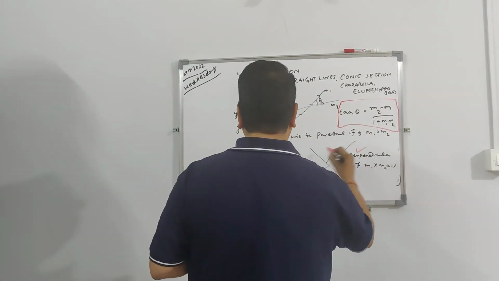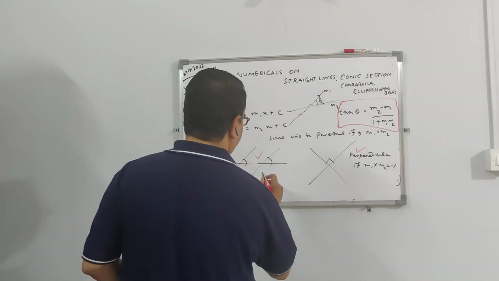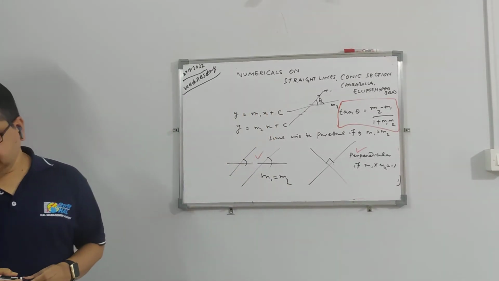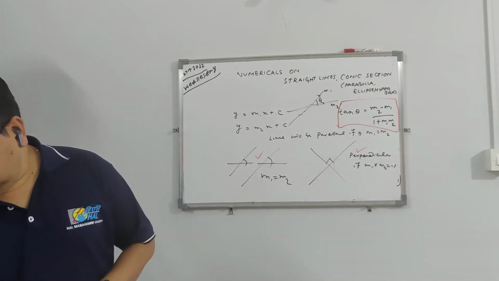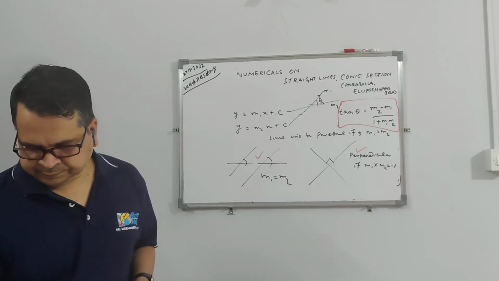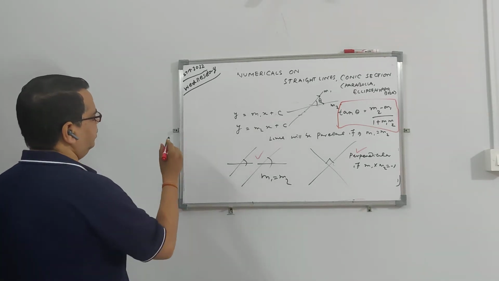And this is the perpendicularity condition, this is the parallelism condition. For the parallelism condition, m1 is equal to m2, meaning the slopes are equal. Right, so these are some of the conditions. Okay, and then suppose you have a triangle.